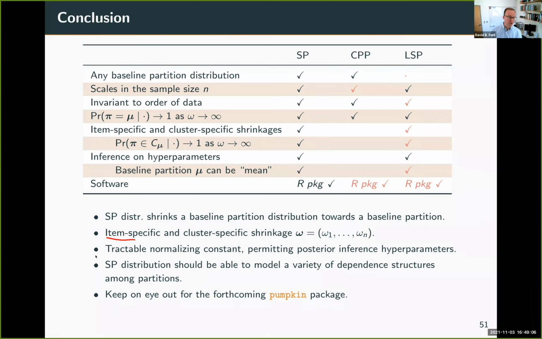Our approach has a tractable normalizing constant, which permits us to do posterior inference on hyperparameters, and is also the key to being able to do dependent modeling of partitions, either in time or in a hierarchical fashion. And if you're interested in trying these things out, keep an eye out for the pumpkin package, which we have developed and are preparing for release to CRAN when we submit the paper.